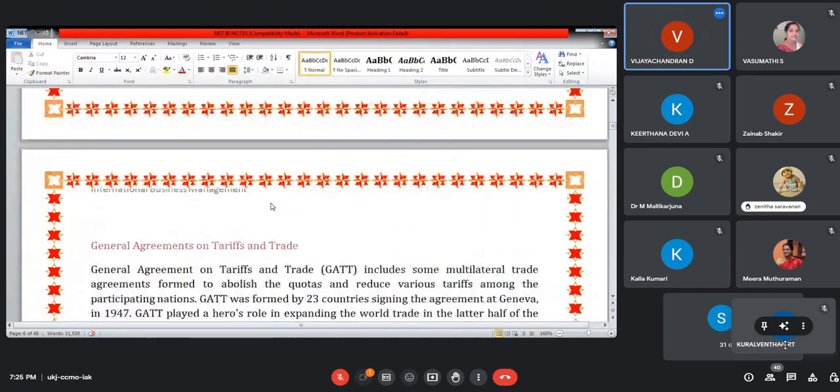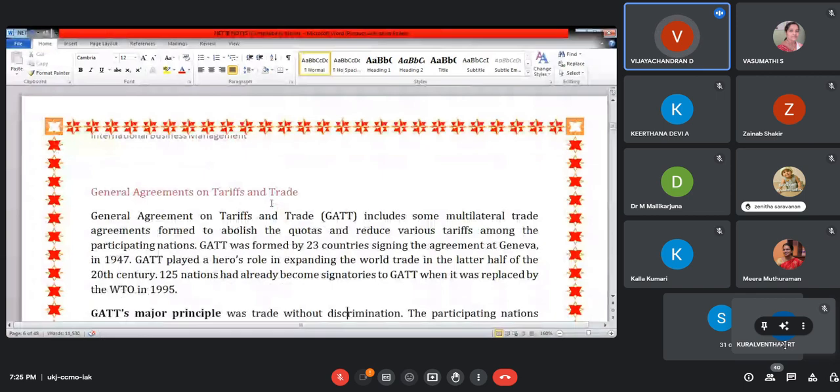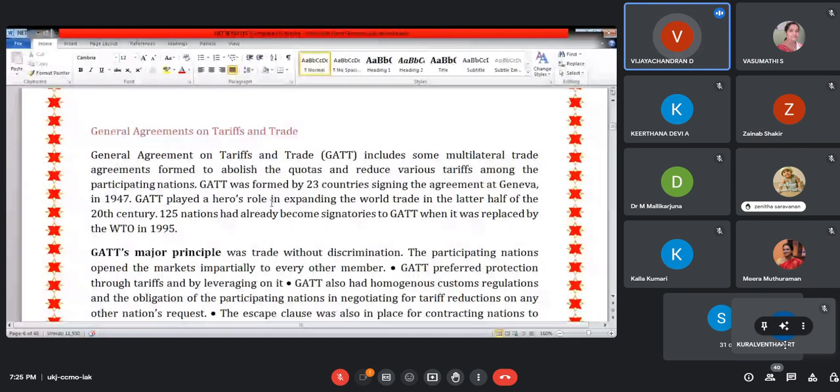Then the General Agreement on Tariffs and Trade. As you know, now it is named WTO. Earlier it was GATT. In 1947, 23 countries signed the agreement at Geneva in order to abolish the quota system and to promote international trade. That was a major agenda in the formation of GATT.